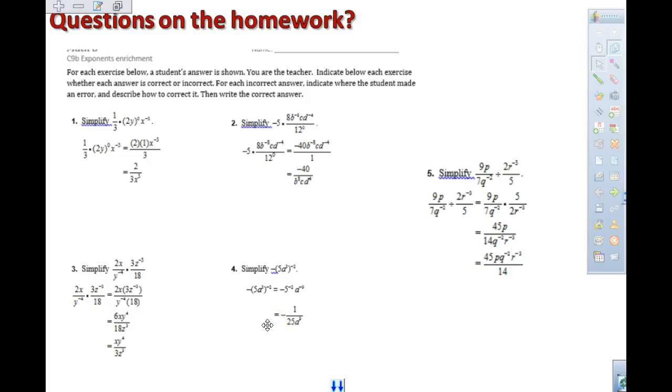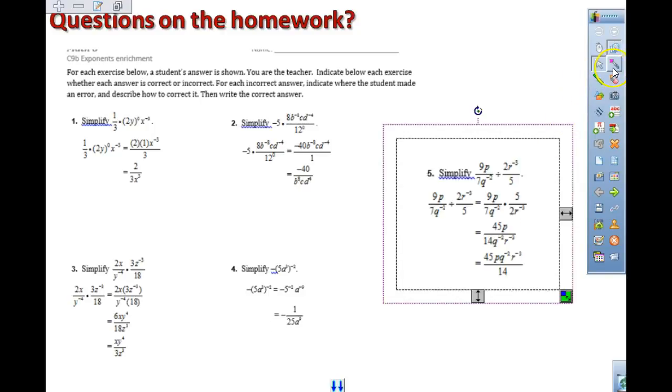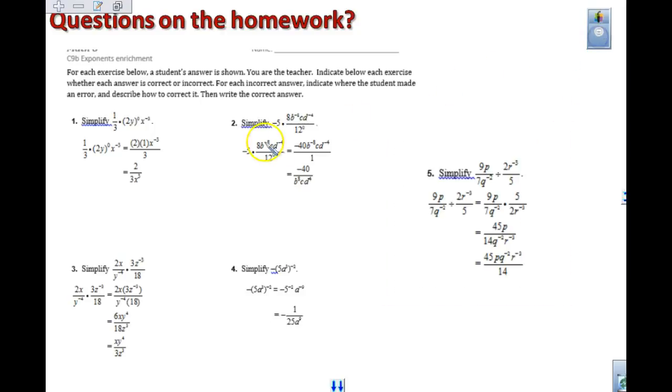Looking at 9b, only one out of the 5 is correct. In number 1, turn to 9b because I'm going to give you one of your answers on here. In number 1, you're looking at this and trying to decide if the person did it right or wrong. You're the teacher correcting it. And I've already told you that number 1 is wrong.